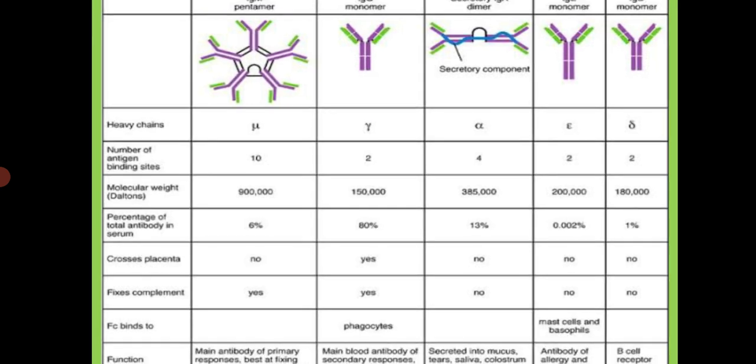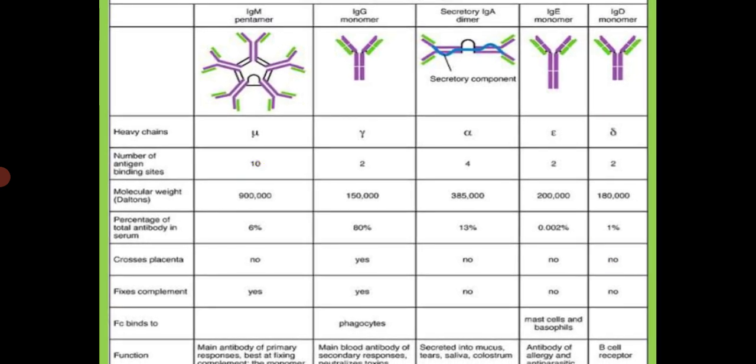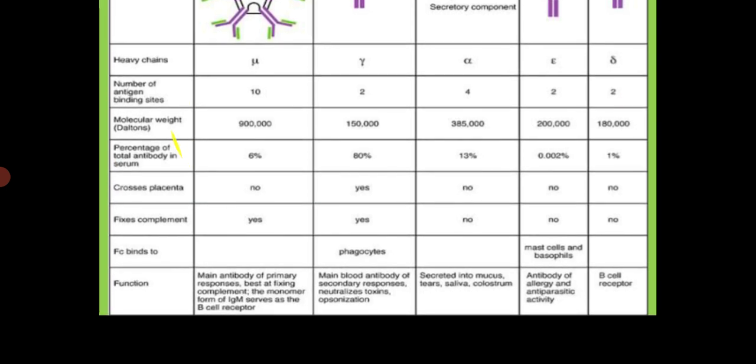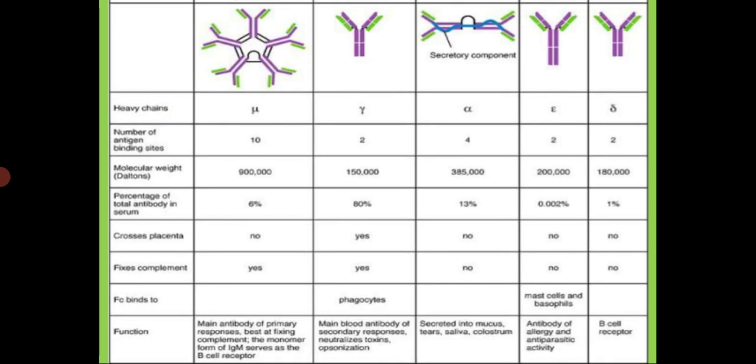Number of antigen binding sites for IgM is 10, for IgG 2, for IgA 4, for IgE 2, and for IgD 2. IgM is the main antibody of the primary response. It is common for complement fixation. Then IgG, the main antibody in blood, neutralizes toxin and is responsible for opsonization.